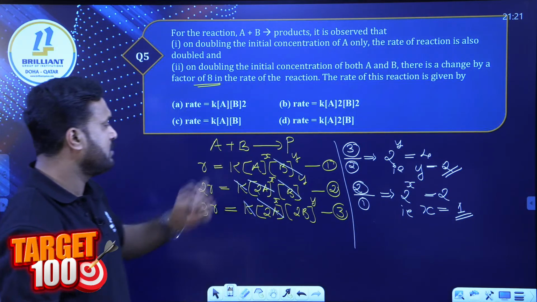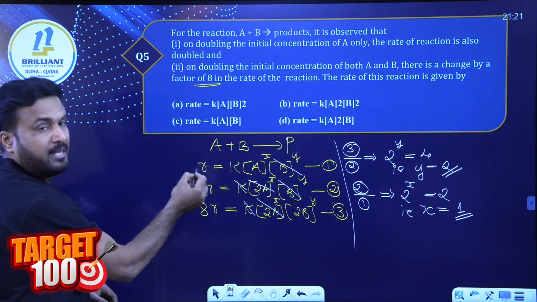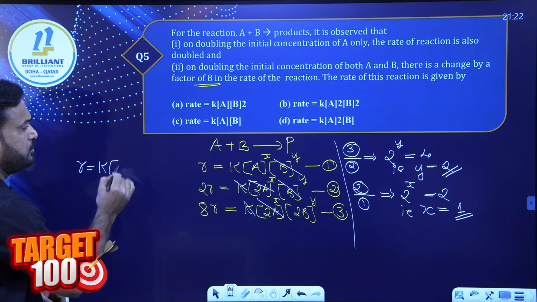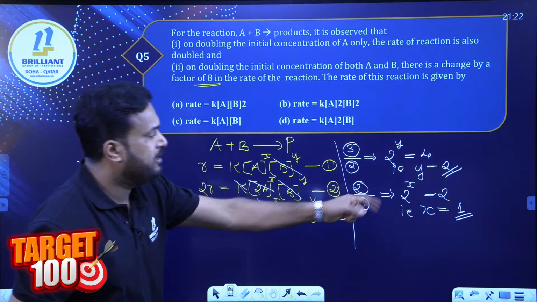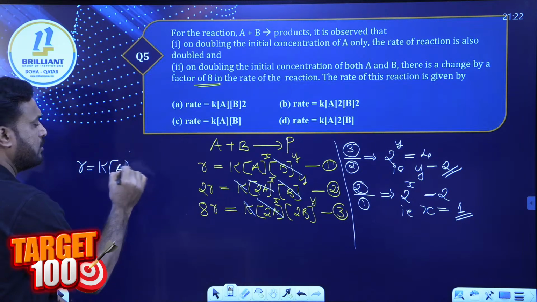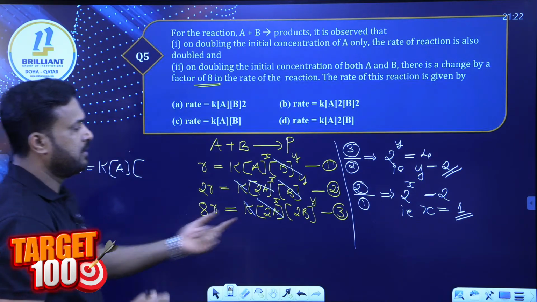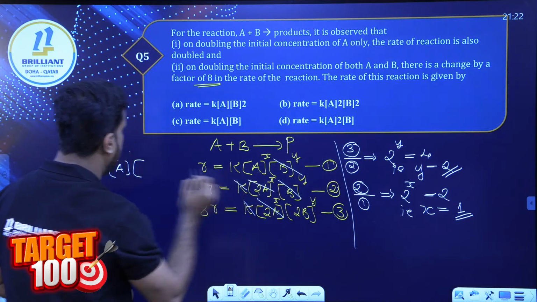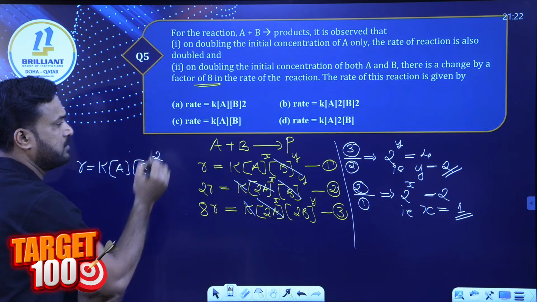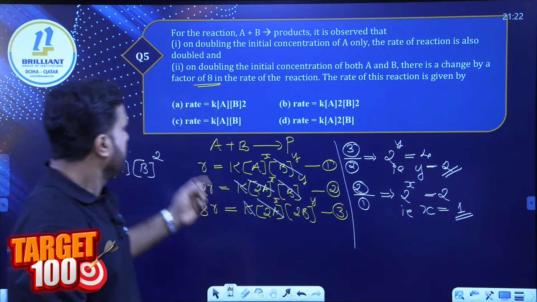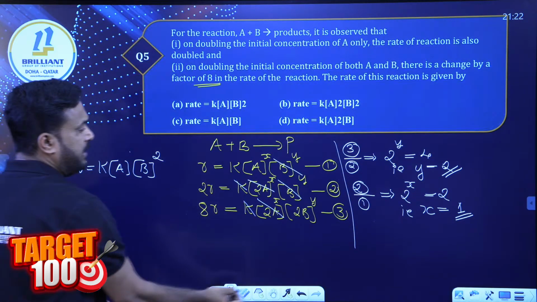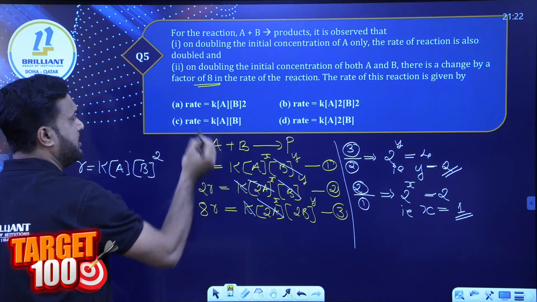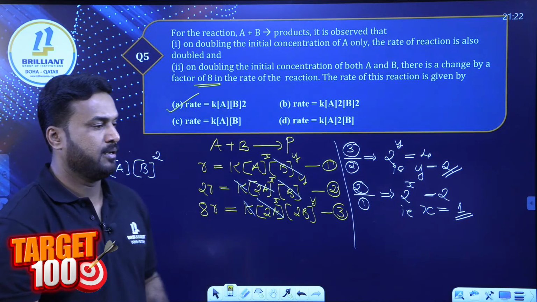Now you can substitute into the general equation, the rate law equation. What is the rate law equation? Small letter r equals K into concentration of A, with the X value we got as 1, isn't it? Generally we write X as 1 means it's default 1 only. Then the Y value we have, so into B raised to 2. So the correct answer is what? Option A. Rate equals K into concentration of A into B raised to 2. So the right option is A.